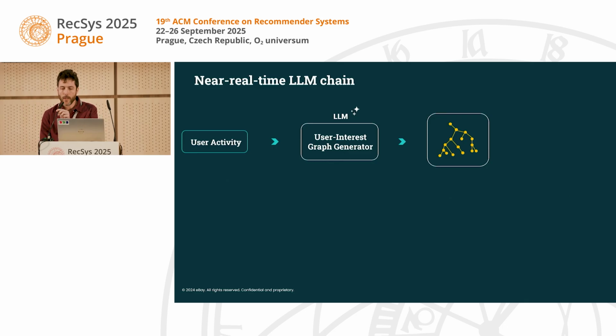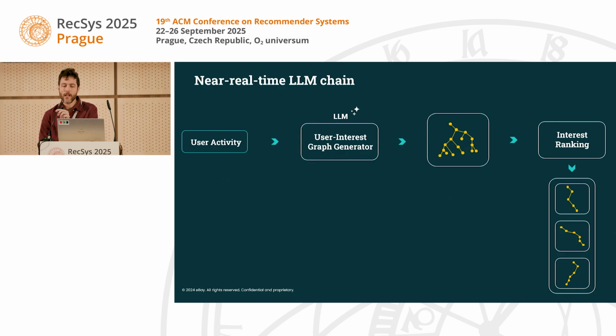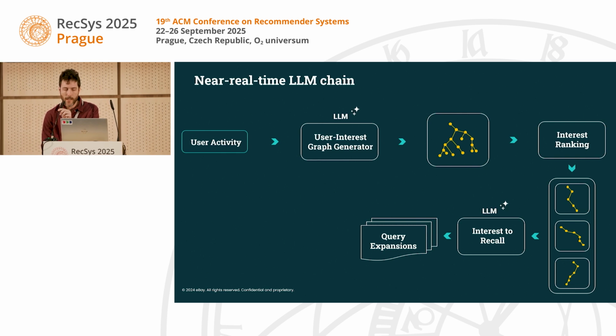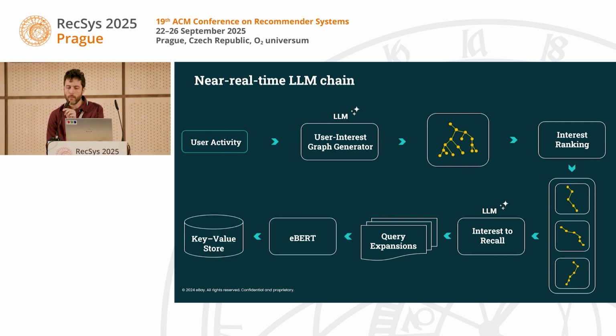For our use case, we decompose the graph to paths representing user interests. And then these interests are ranked by a machine learning model. The top-ranked interests are passed into another LLM, which is called interest to recall, that generates query expansions. And these expansions are transformed into embeddings stored in the key value store for online availability. Now I'll break down the whole process further.